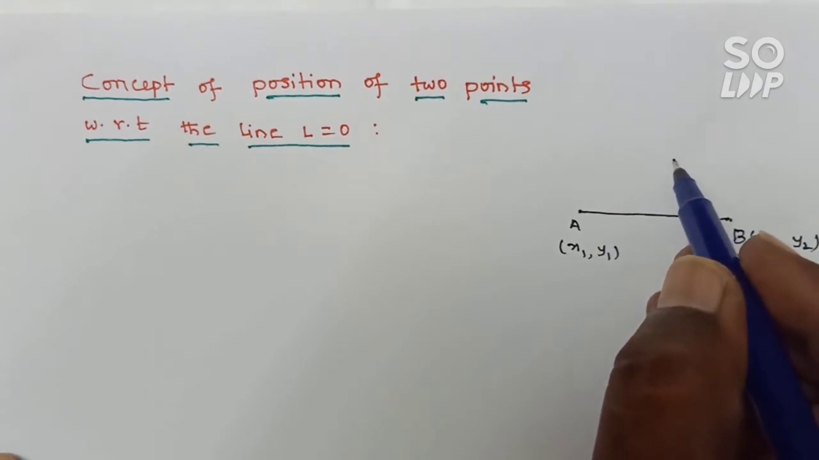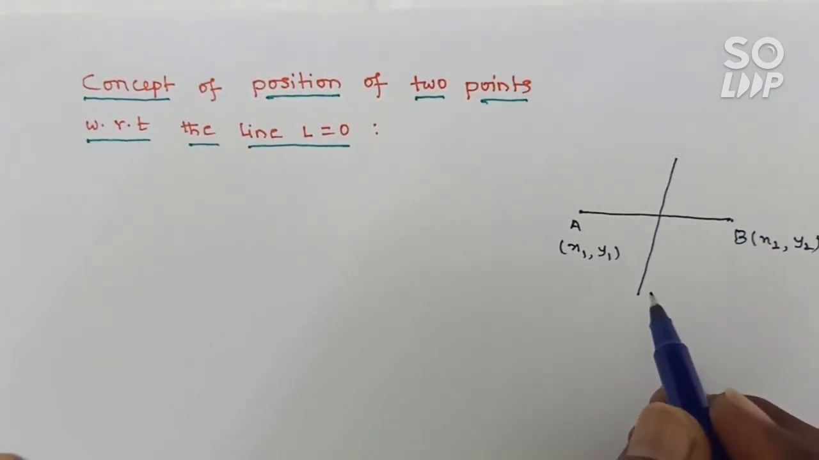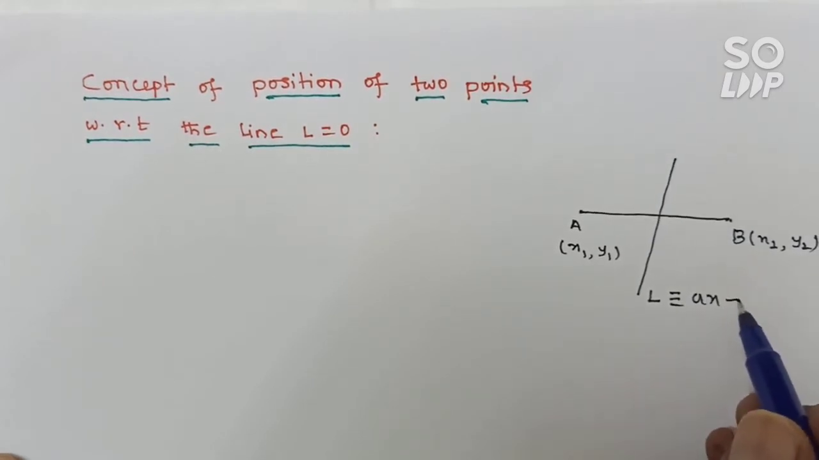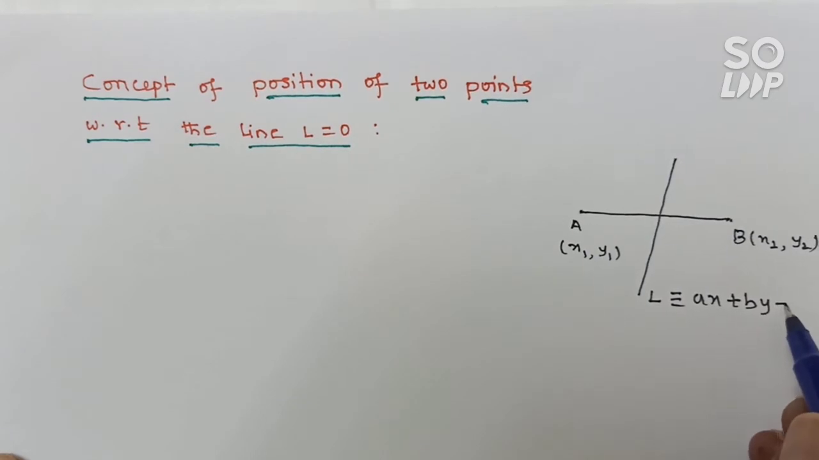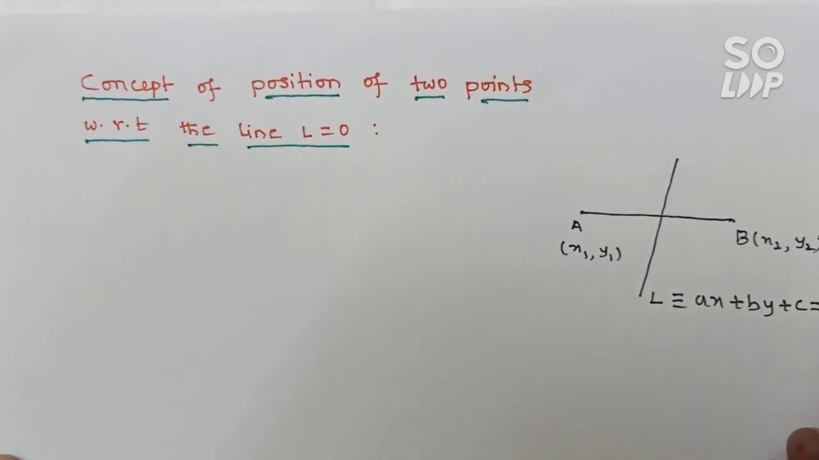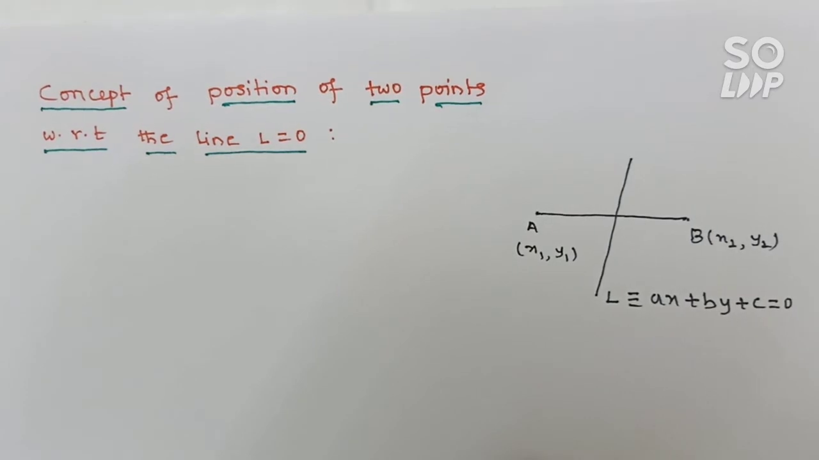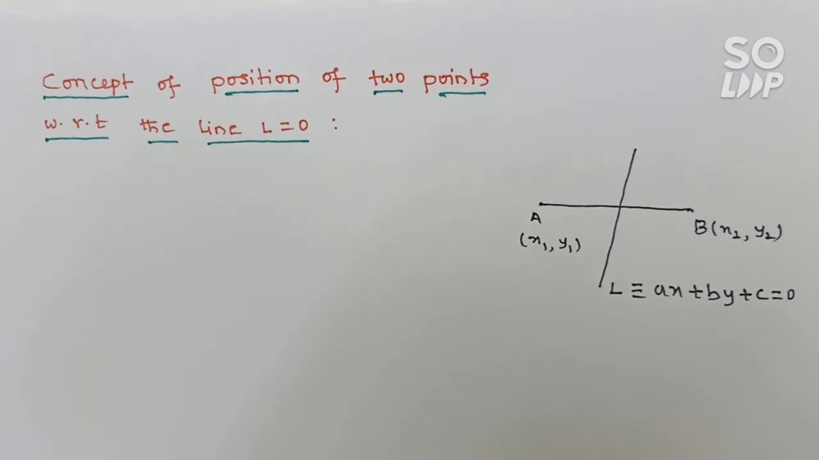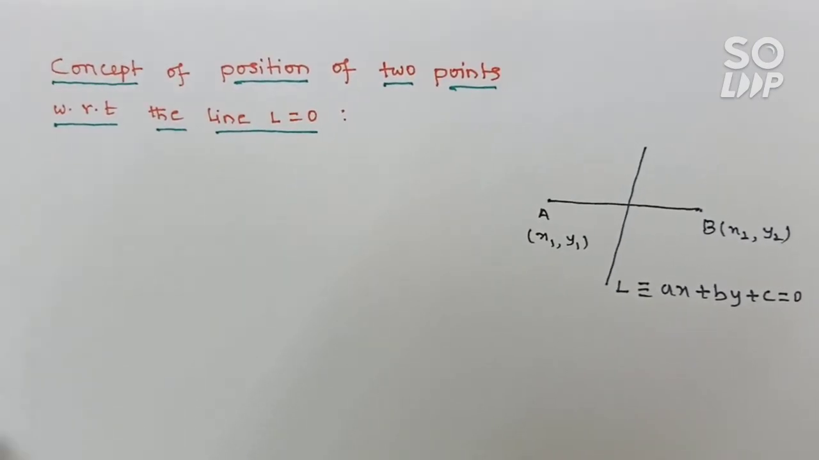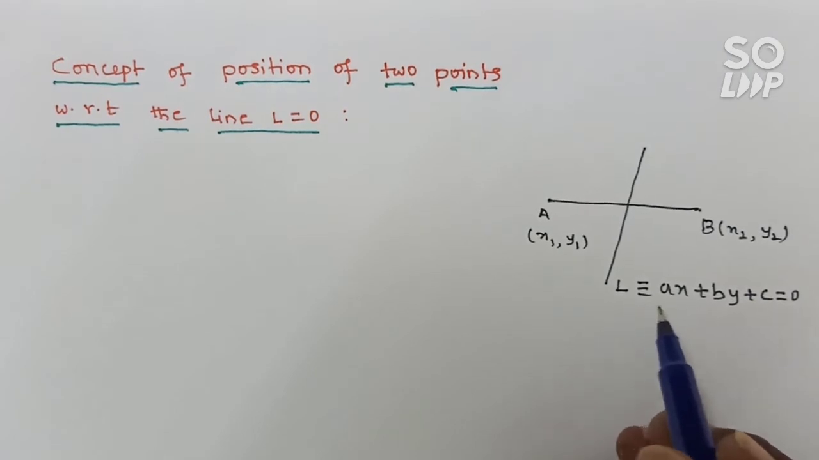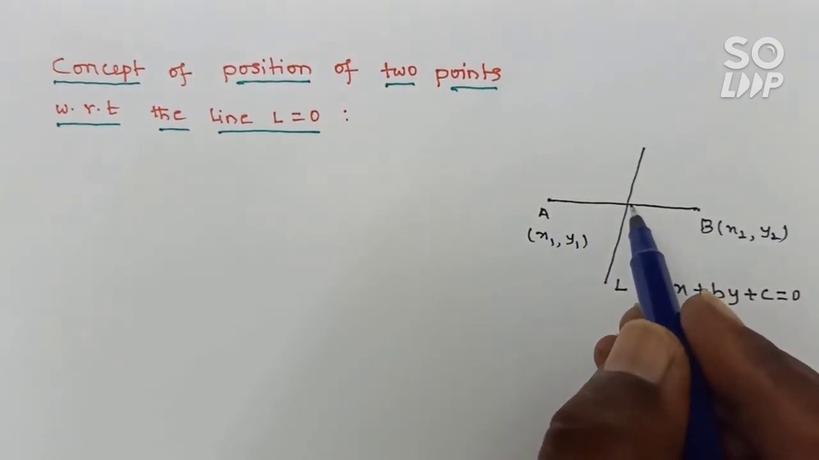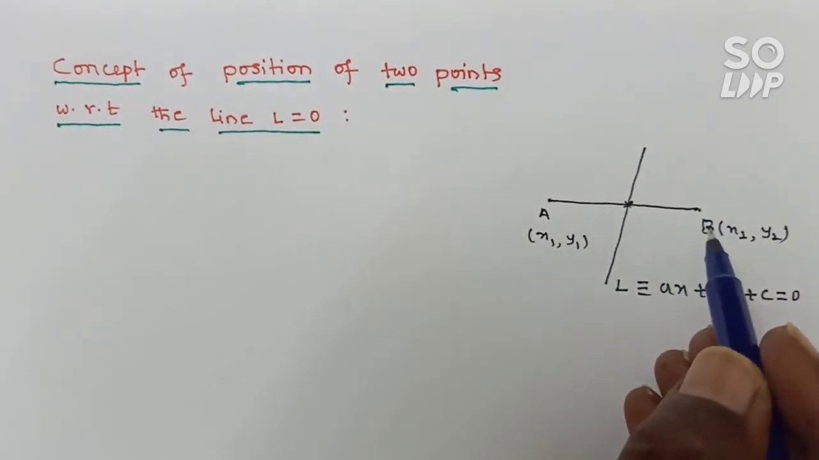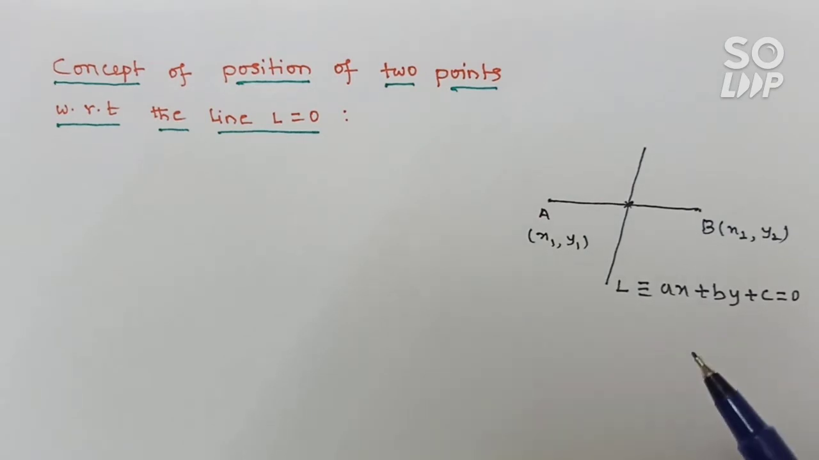the line capital L will be equal to ax plus by plus c equals 0. This one is capital L equals ax plus by plus c equals 0. Now if this line divides AB internally, the points will lie on either side of the line.